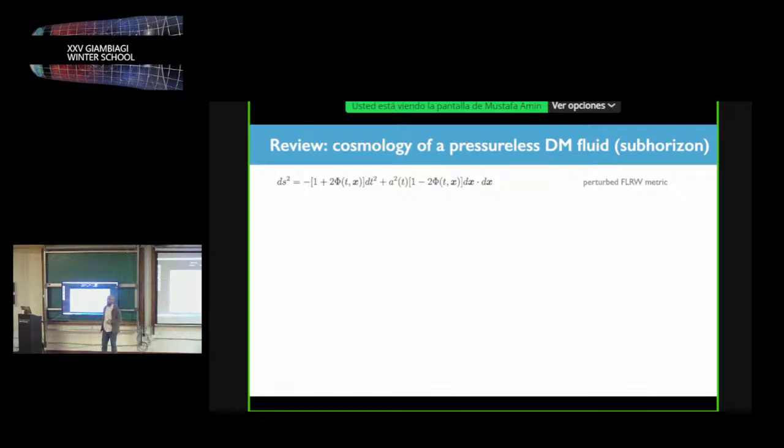The second reason is also I want to set up notation that I will use when I go to other models of dark matter so that you will see how to compare the two. So the first part that I'm presenting should be true of all models of dark matter. It's not specific to any model. The second part will be specific to some models. So let's start with this review.